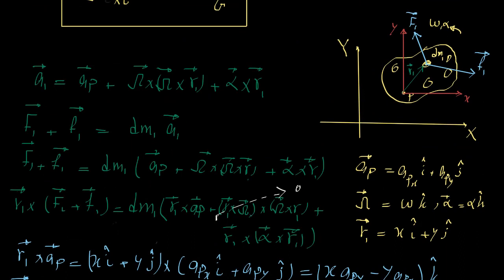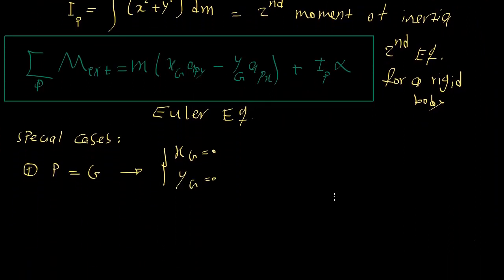Because if that's the origin of our coordinate system, if we just put this as G, what is the position of G within that coordinate system? Well, it is at the origin, which is 0 and 0. So if P is equal to G, then x_G and y_G are 0, and we can simplify this equation. We can say that sigma M external around G is equal to I_G alpha. So for those of you who like an equivalent format of F equals M A for rotation, it's good to keep in mind that sigma M equal to I_G alpha is true if the point is the center of mass.